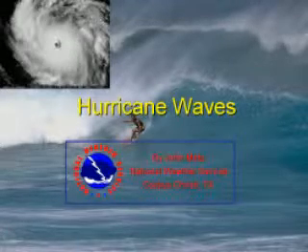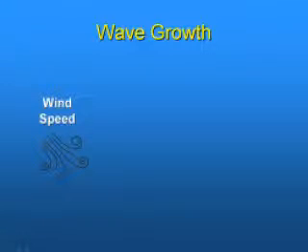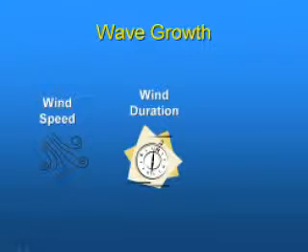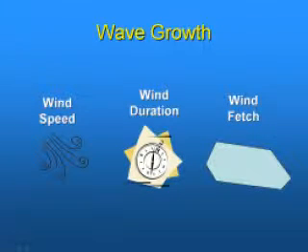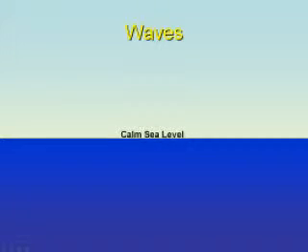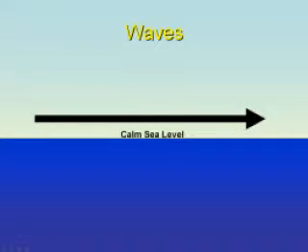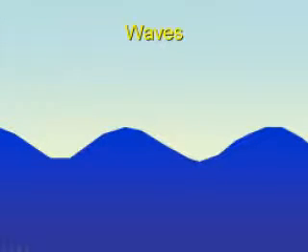Hurricane waves. Wave growth over the open water is dependent on three factors: wind speed, wind duration, and wind fetch. Without wind, seas will be calm. But once the wind begins to blow across the ocean's surface, waves are generated.